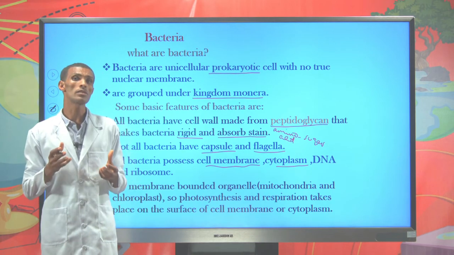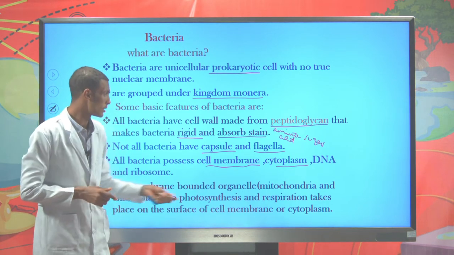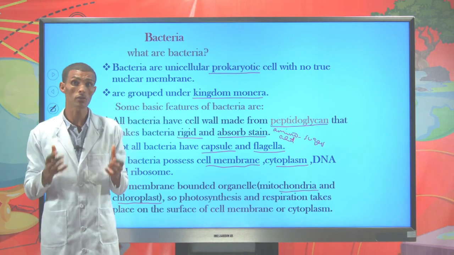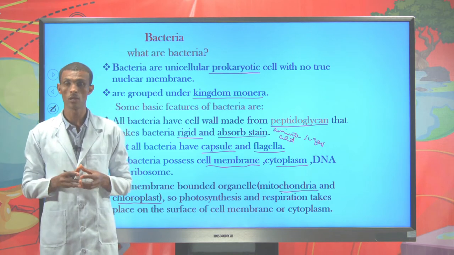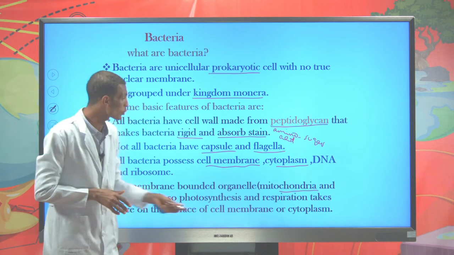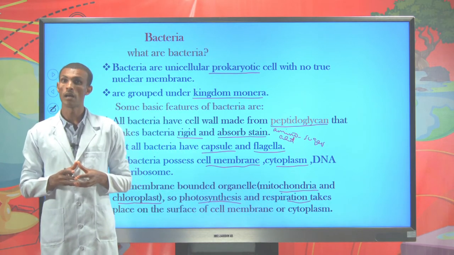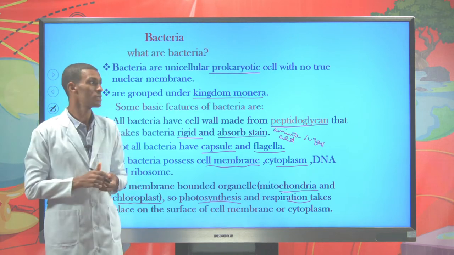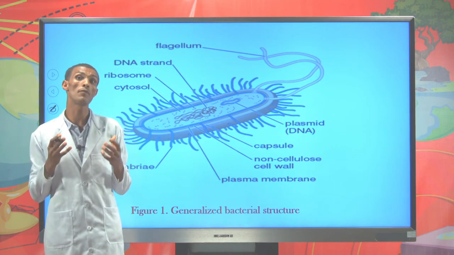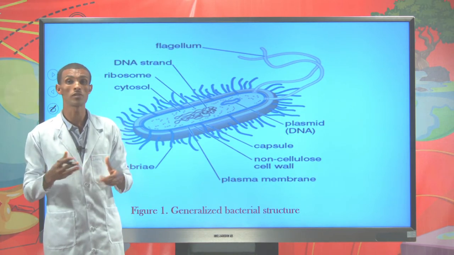And as well, there are no membrane-bound structures in a bacterial cell, like mitochondria and chloroplasts. When we say there are no mitochondria or chloroplasts in a bacterial cell, we don't mean that they cannot respire or photosynthesize. Photosynthesis and respiration can take place on the surface of the bacterial cell membrane or in the cytoplasm. Not all bacteria can photosynthesize, but some blue-green bacteria can photosynthesize on the surface of this structure.